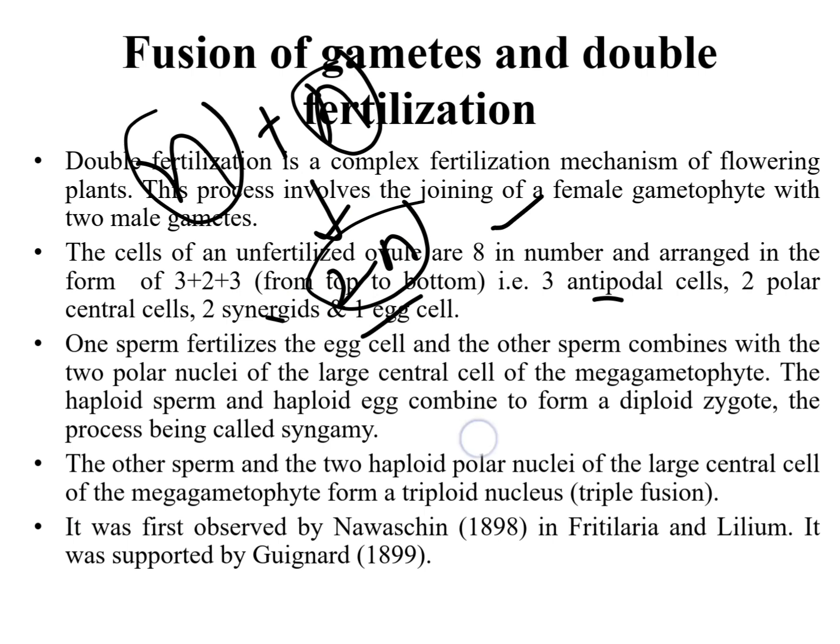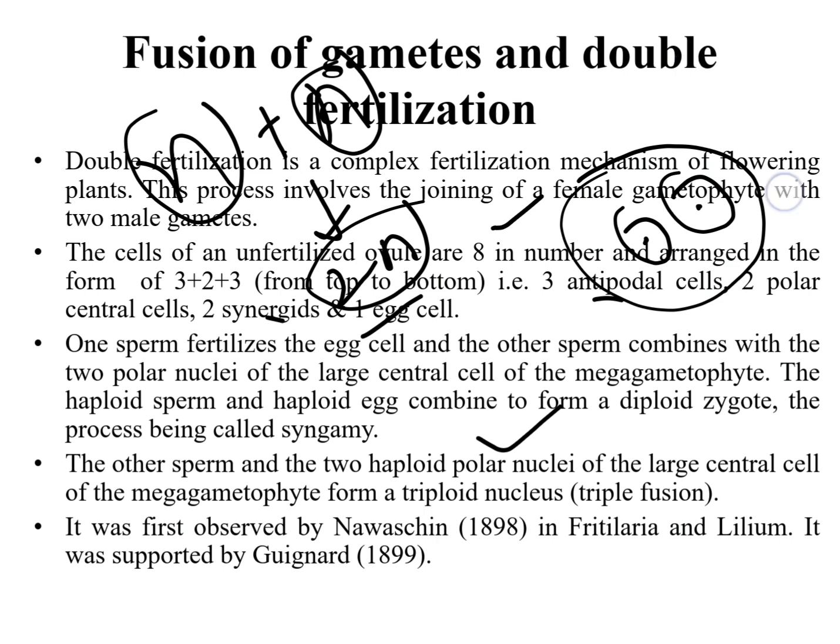Another male gamete will fuse with the polar nuclei to form a triploid nucleus, because the polar nuclei are 2 nuclei in one large cell. So another male gamete will fuse with those polar nuclei to form a triploid nucleus, which is called the primary endosperm nucleus, PEN. So one male gamete will fuse with the egg to form the zygote, another male gamete will fuse with the polar nuclei to form the primary endosperm nucleus, which is 3N, that means triploid in nature.